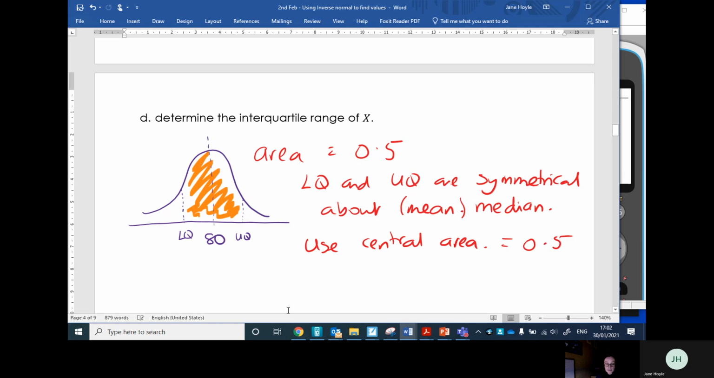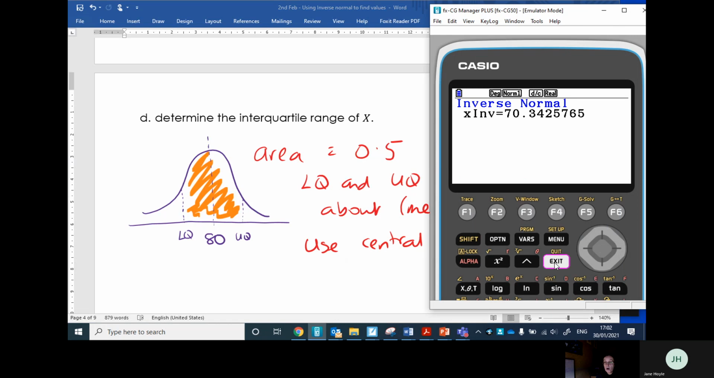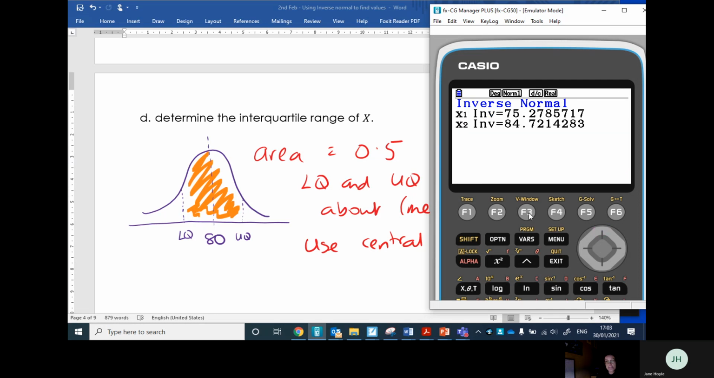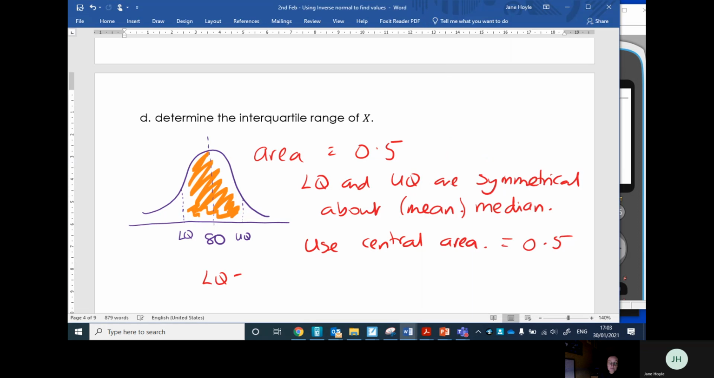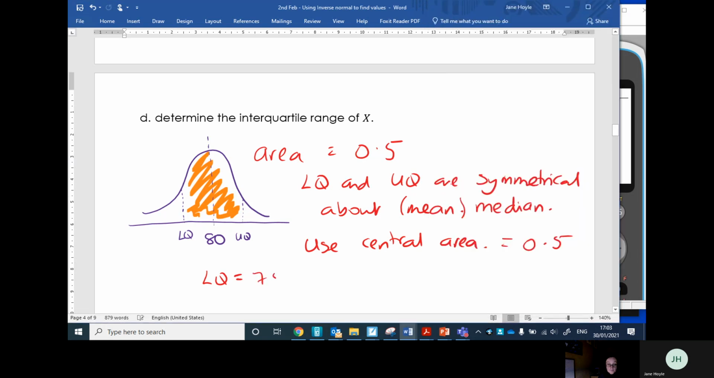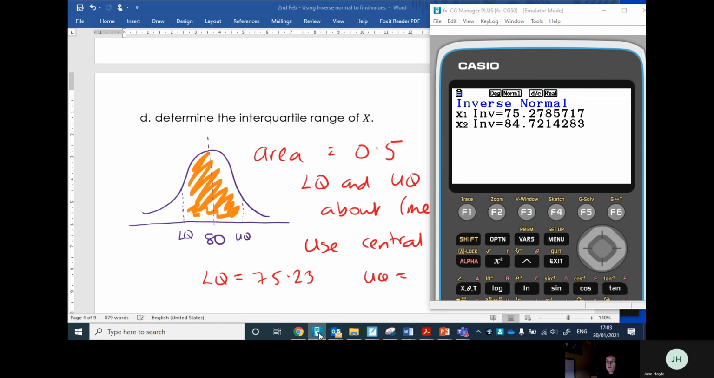If you've got the new calculators, it's just one thing that we need to do. So the area, I'm going to type as 0.5, and at the top, we're going to go excitedly for the central area. Two values, x1 and x2. So the lower quartile, I need to remember two numbers, didn't even remember the first, 75.23. The upper quartile, 84.72.